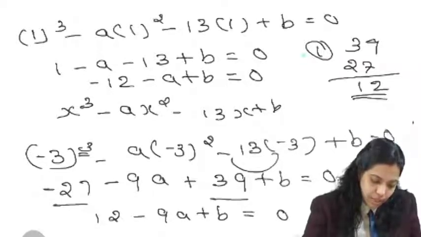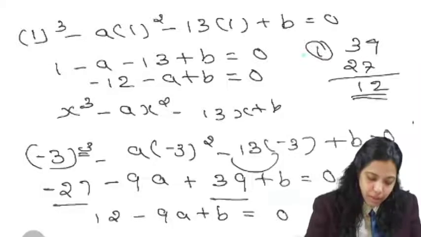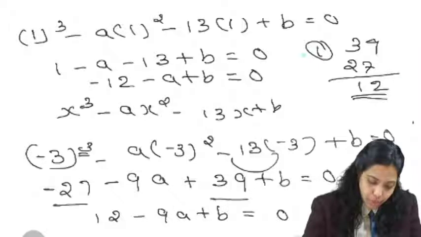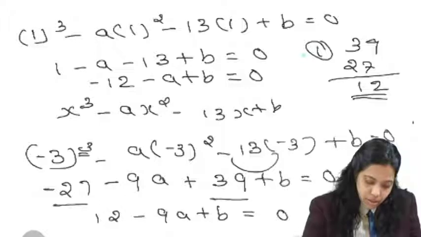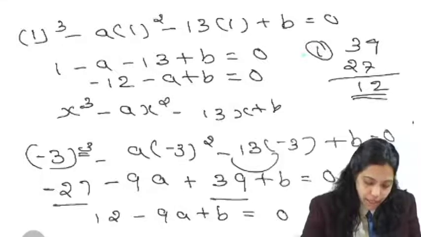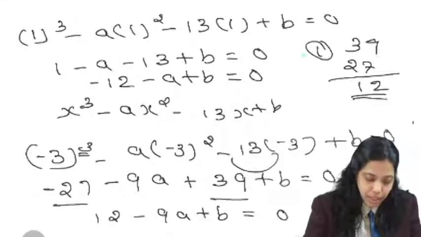So 1 minus a minus 13 plus b equal to 0. That means 1 minus 13 is negative 12, minus a plus b equal to 0. In the same manner we are going to find p of negative 3 equal to 0. So the next one, we apply p of negative 3. It will turn as x cube means negative 3 the whole cube, minus a times negative 3 square, minus 13 into negative 3, plus b equal to 0.